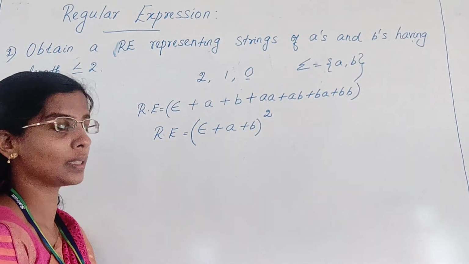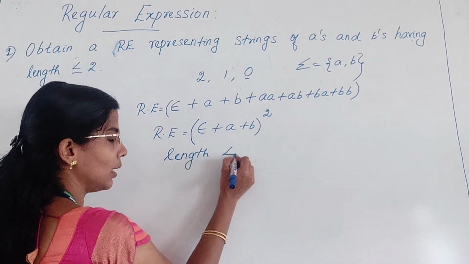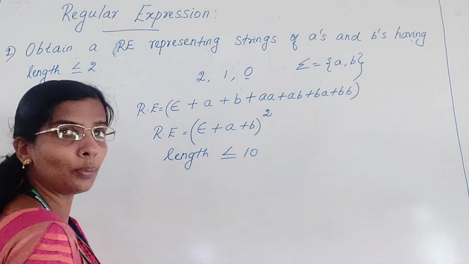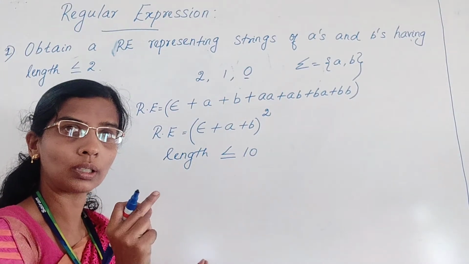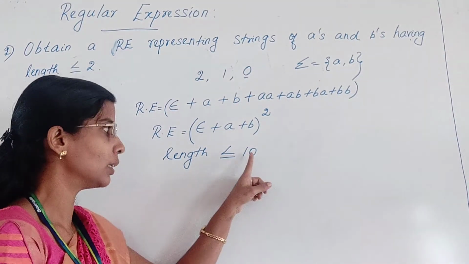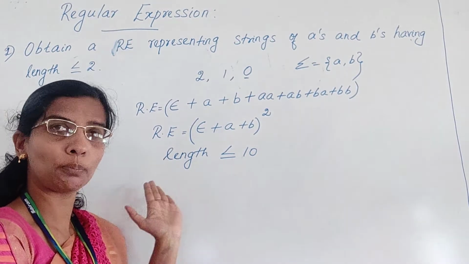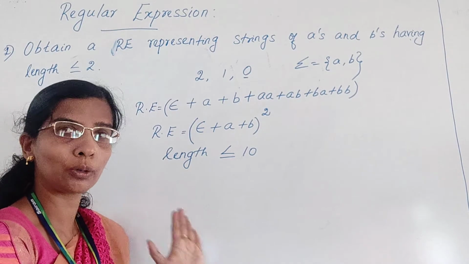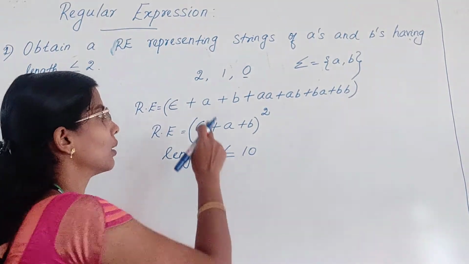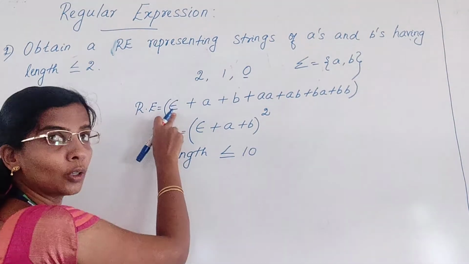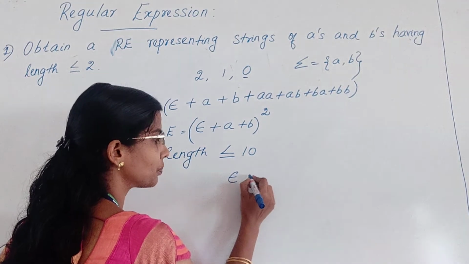Suppose your question is length less than or equal to 10. How will you write your regular expression? Whenever you see length less than or equal to, it means length 10 is possible, 9, 8, 7, 6 up to 1 is possible, and even 0 is also possible. How will I represent this null string? Using my epsilon.